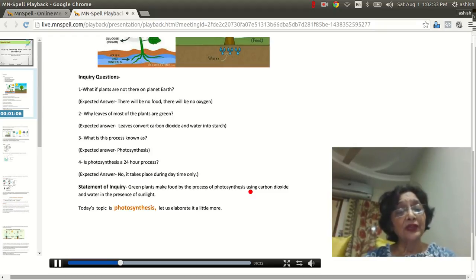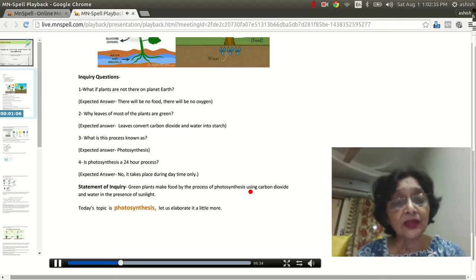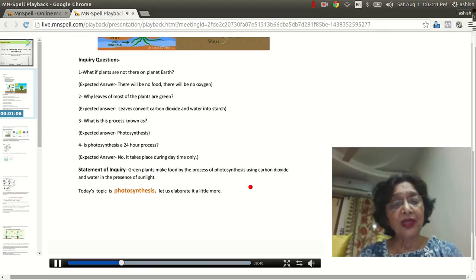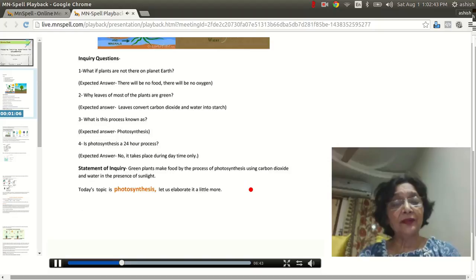Now my next question is, is photosynthesis a 24-hour process? The answer is no. It takes place only during daytime. You need to think, why? Because photosynthesis is a process which requires energy. And who is more efficient than the sun to provide energy? And that's the reason why photosynthesis takes place only during daytime.